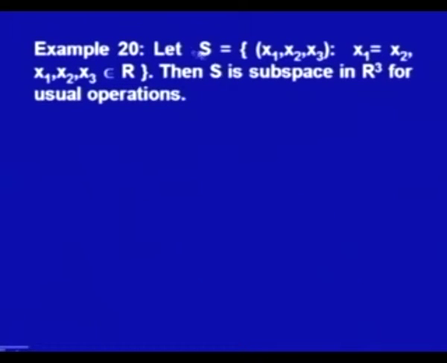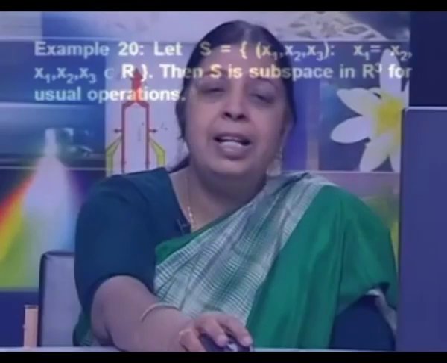So, in the next example, we are again considering a triplet (x1, x2, x3), they all belong to R, with the condition that x1 is equal to x2. Then S is a subspace of R cube for the usual operations. I have different types of sets, some form subspaces, some do not. So, in this example, if this condition is satisfied, then they form a subspace. So, let us see the solution.